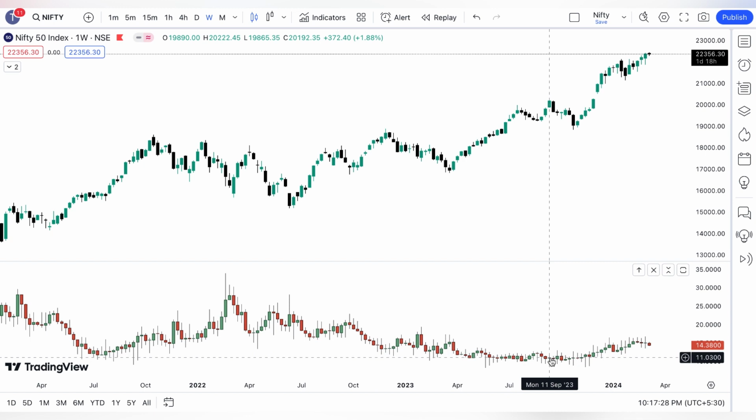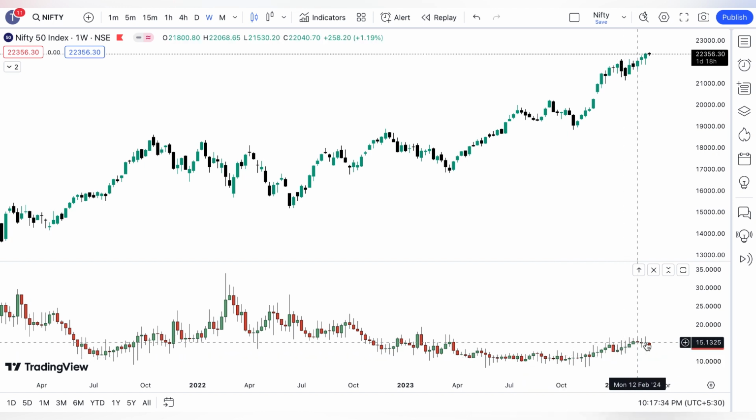So every time a new high was prepared in Nifty, the India VIX has increased significantly. After this high on 11th of September 23, where India VIX was at 11.3, we are now at a level of 15, or rather 16. It even touched the levels of 17 recently.